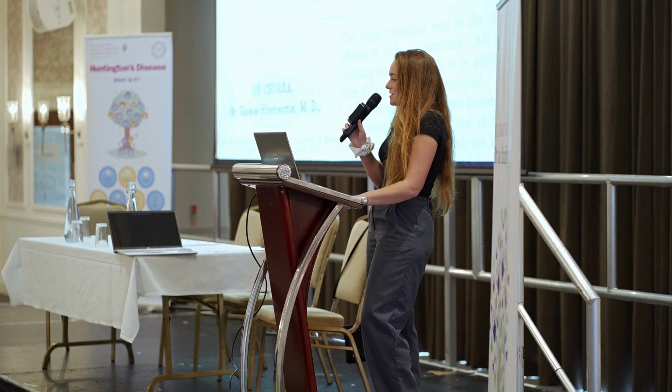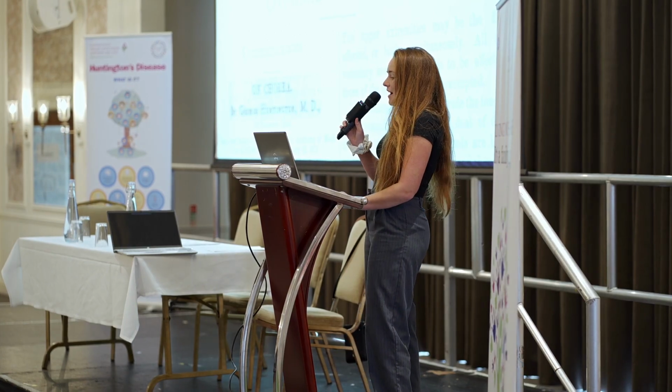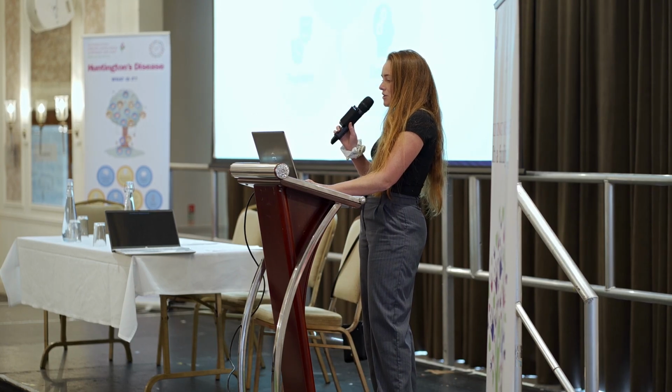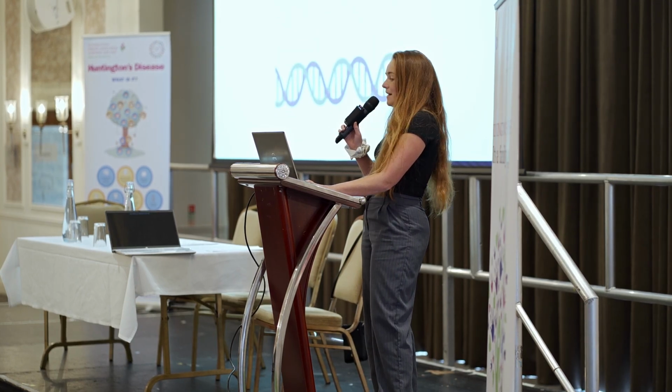So Huntington's was first described in 1872, and it was described originally as chorea because of the prominent motor symptoms. But obviously we now know that it's more than just motor symptoms, it's also psychiatric and cognitive. And we also now know that there's a genetic cause to it.